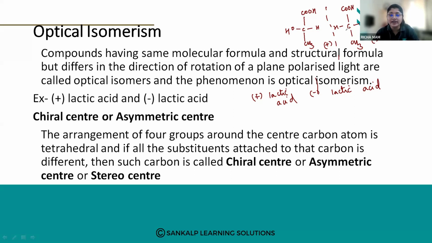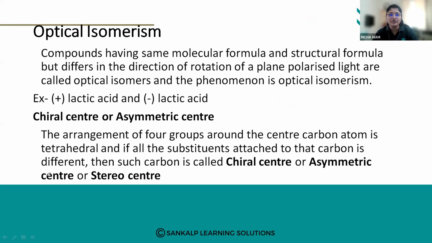The direction of the rotation, that is, how the plane polarized light has rotated. Whether it is to the right side or the left side, then they are said to be optical isomers. So these are pairs of optical isomers and the phenomenon is called what? Optical isomerism. So plus lactic acid and minus lactic acid. This is optical isomerism: same molecular formula, same structural formula, differing in the direction of rotation of plane polarized light. So the example is plus lactic acid and minus lactic acid.